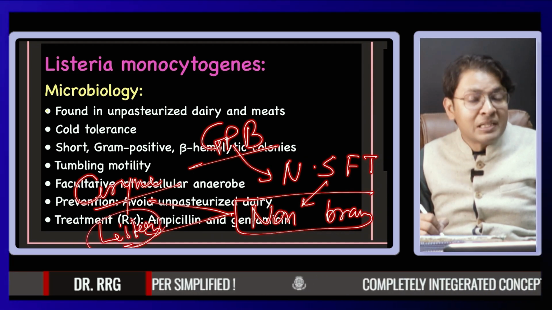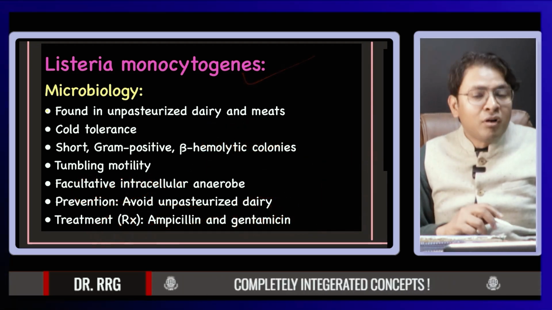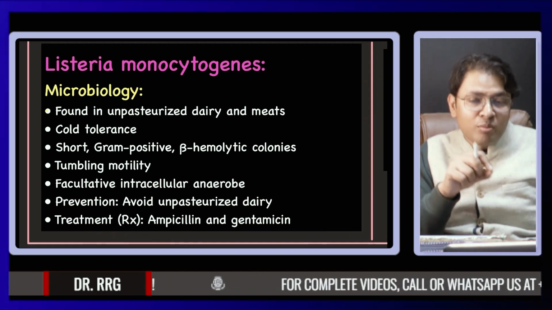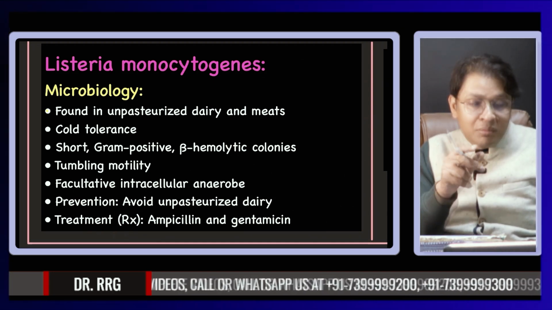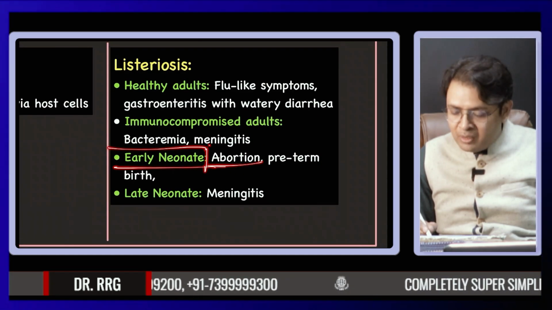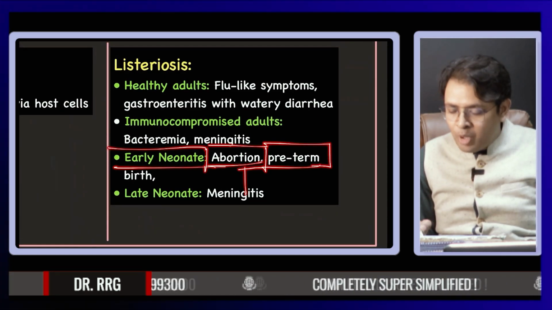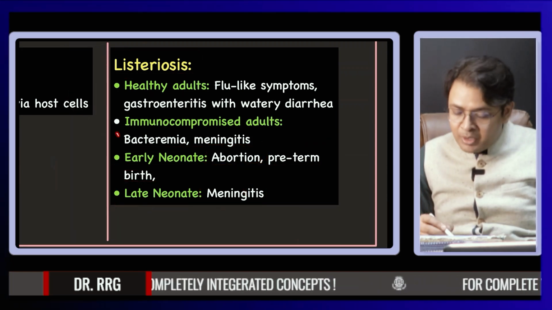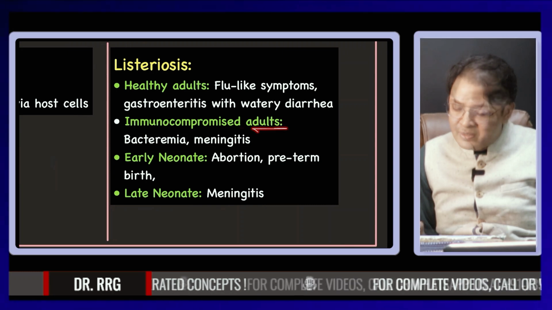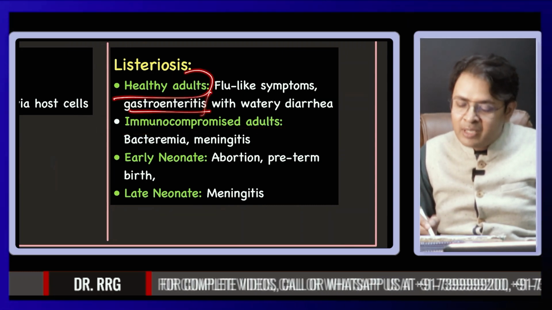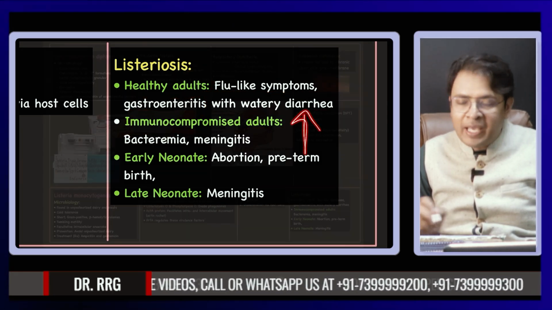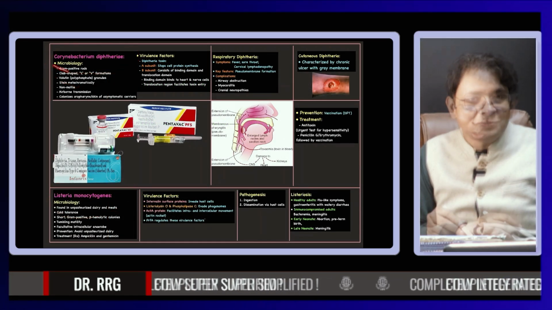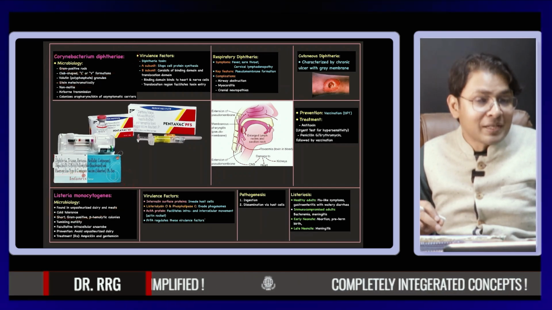We studied about Listeria also, that it can involve adults and newborns. The infection acquired by a newborn can occur through the mother. The newborn can be involved, and the ultimate presentation can be abortion, preterm birth, or meningitis. This bacteria can cause bacteremia and meningitis in adults. In healthy individuals, it can cause gastroenteritis and watery diarrhea. It means we have to recall these two bacteria together: Corynebacterium diphtheriae and Listeria monocytogenes.